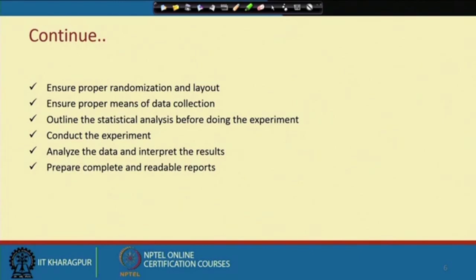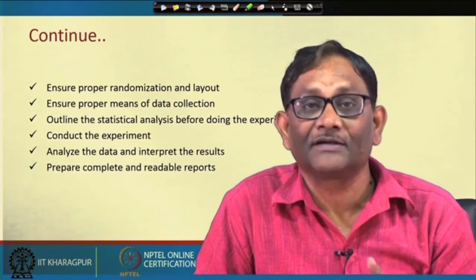And then the experiment should not be biased or systematic. It will be properly randomized, and layout means the order of experiments should also be randomized. Then you must see how you will collect the data. The data collection process must be known beforehand. And once you know what data are going to come, you must be in a position to know what kind of statistical analysis is to be conducted.